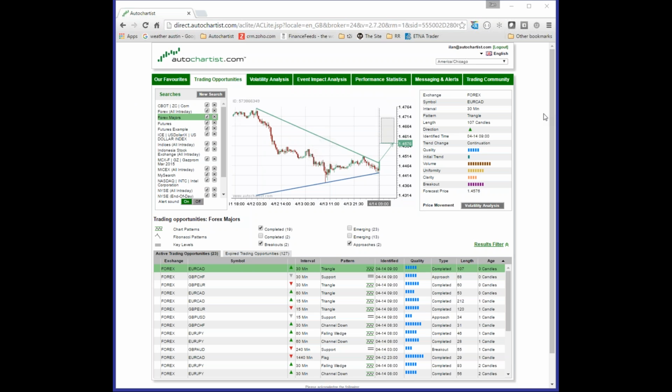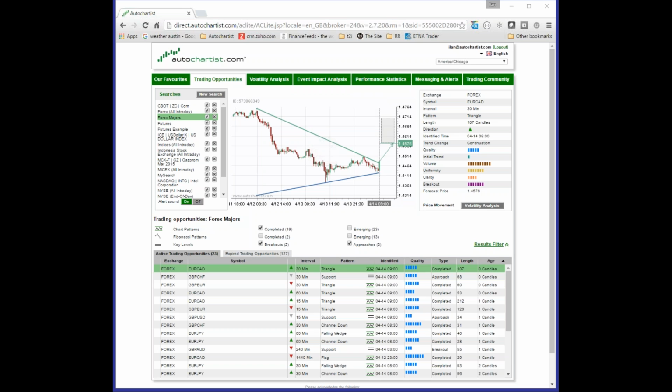So I hope I pronounced this name correctly. Abhinav is asking, is the original Autochartist platform different from what brokers provide? No, Abhinav, this is the same platform that all the brokers provide.